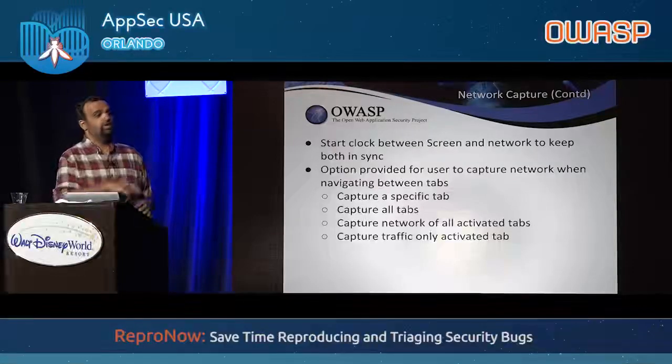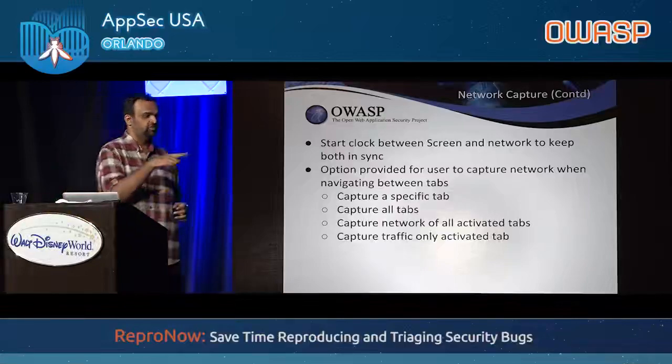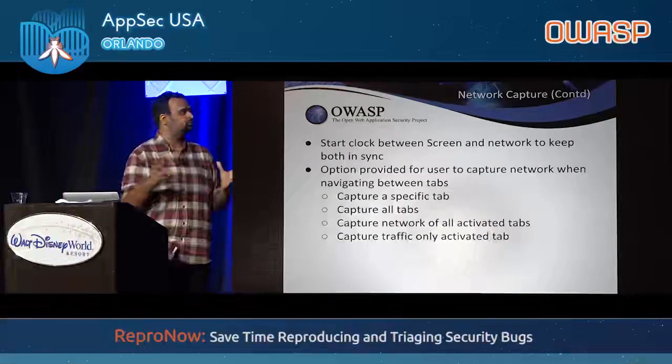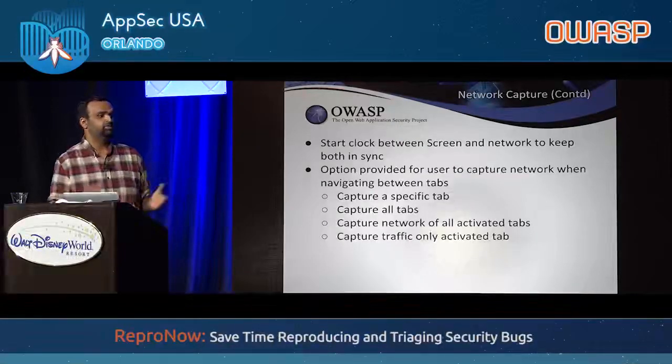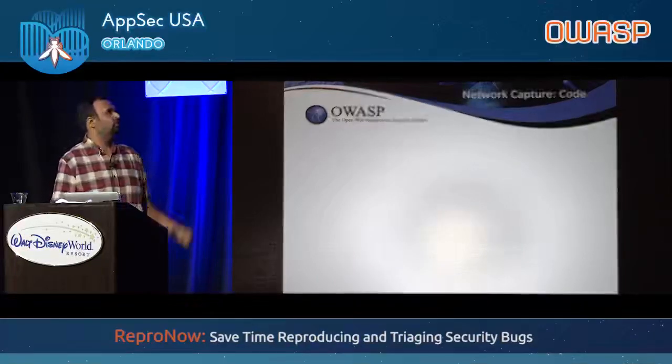Or if you want to capture only the active most tab, let's say you're going from tab 1 to tab 2 to tab 3, but you want to capture the active most tab, you can do that as well. So you have multiple options. We have all this explained in our GitHub page, so feel free to go and take a look at it. So let's look at the code for the network capture.